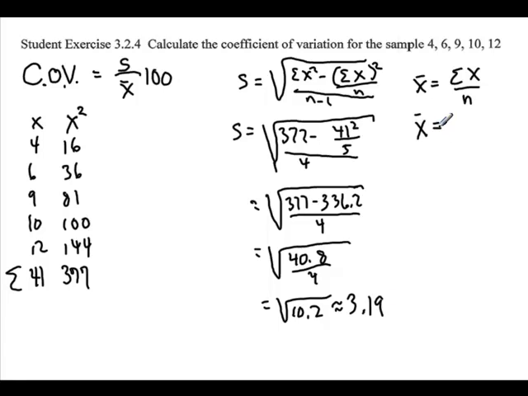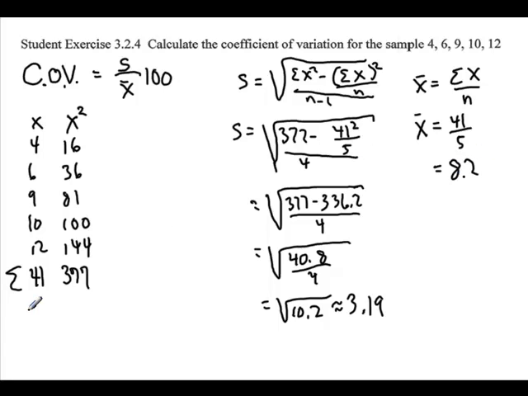Let me plug in for x bar as well. Sum of x is 41, and I'll divide that by my n. There were 5 pieces of data originally. And when I take 41 and divide it by 5, I get a sample mean of 8.2.